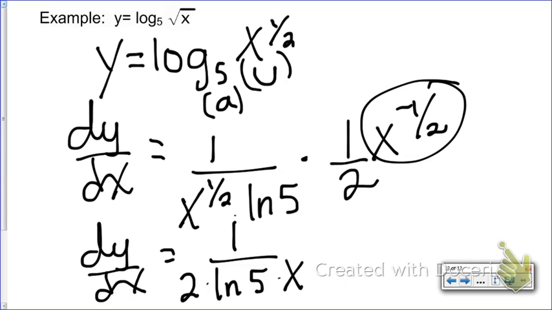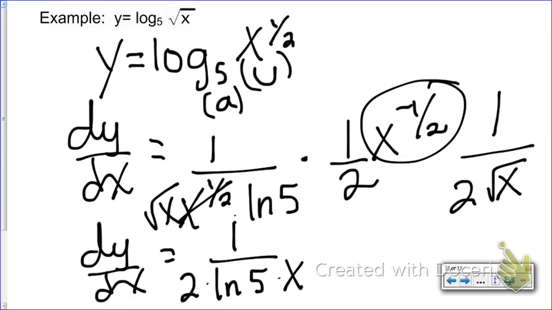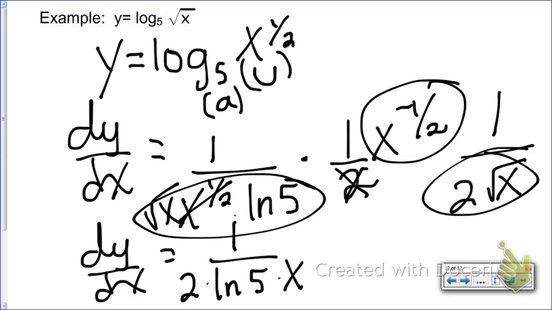Again, if we take this piece, we can rewrite it like this. We can write this piece like this. Now we combine the denominators together, this piece and this piece. Square root of x times square root of x is just x. Here's our final derivative. And that's it for our lesson for today on derivatives of the log functions and e.